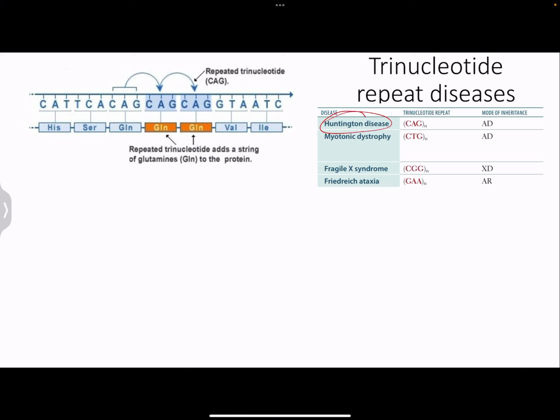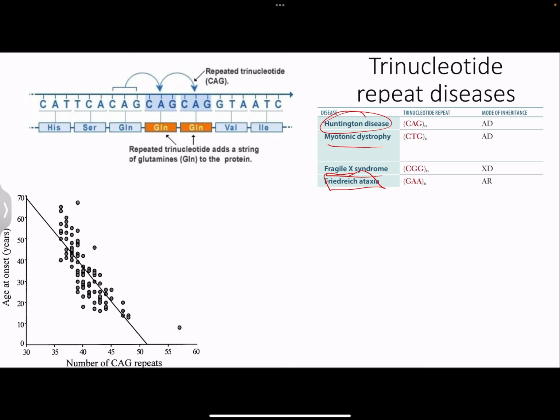Huntington's is going to be really common, highly tested. We've done Fragile X and myotonic, so just Huntington's and Friedreich. For all of these, the more repeats you have, the more severe the phenotype is. So this is for Huntington's and CAG repeats.